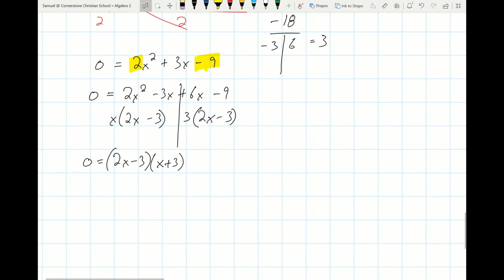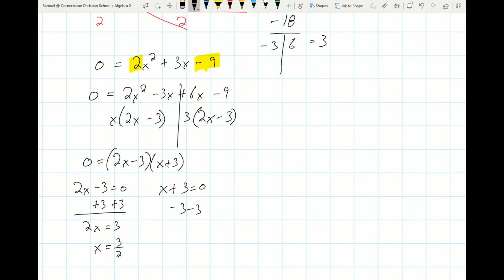Then I set each of my factors equal to 0. So 2x minus 3 equals 0, and x plus 3 equals 0. Add 3 to both sides. 2x equals 3, divide by 2, and x equals 3 halves. Over here, subtract 3 from both sides, x equals negative 3. And so there's my answer.